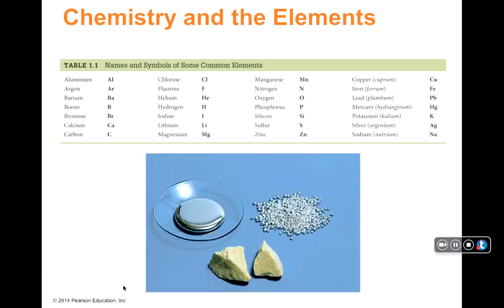In terms of the names and symbols, the periodic table that you'll be given on the exam will have the names written under the symbols for the elements, so you do not need to memorize those. However, after getting used to them for a little bit, you'll probably know a few of them just by repetitive use, but I will not ask that you memorize the symbols and the names.